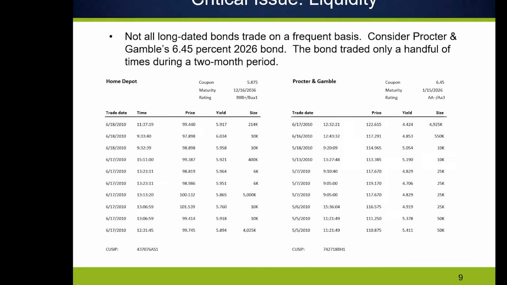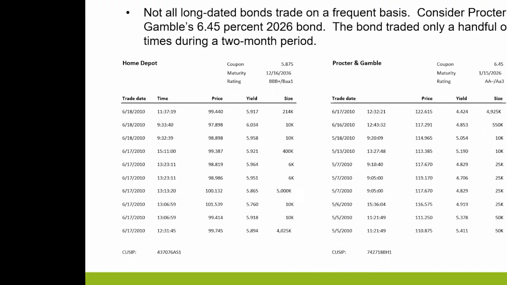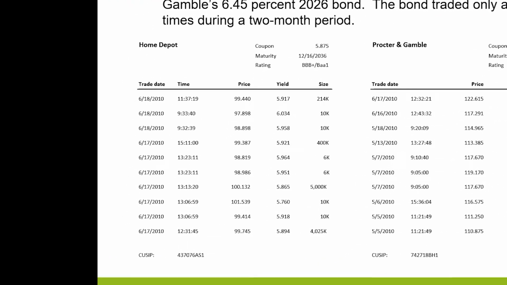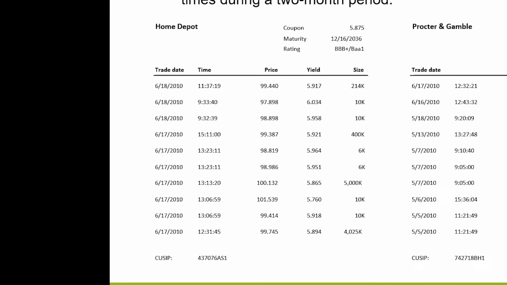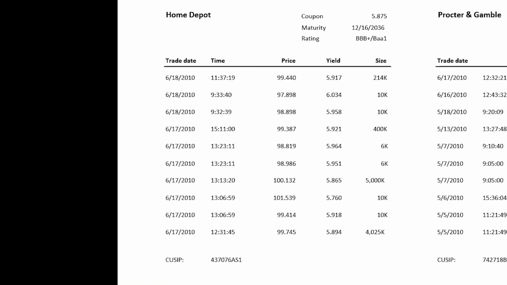Now you can see here what happens when we have an issue of a critical liquidity issue. And so let's look at some Procter & Gamble versus Home Depot bonds, right? To see what happens when we have bonds that don't trade very often. Okay, so this is our Home Depot bond, our 5.875 bond that matures in 2036. We can see that Home Depot bonds actually trade pretty often. You can see that on the 17th of June there were like 6 trades. On the 18th we have 3 trades reported.